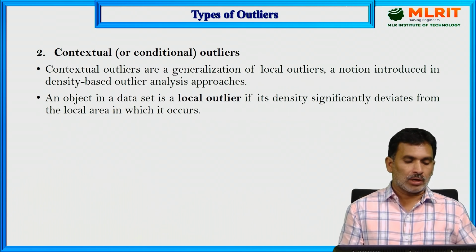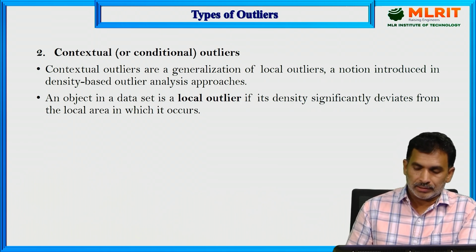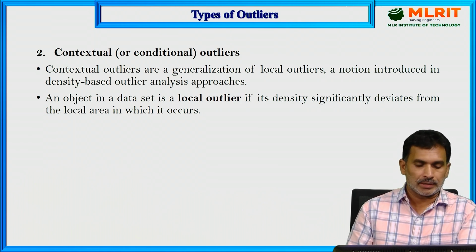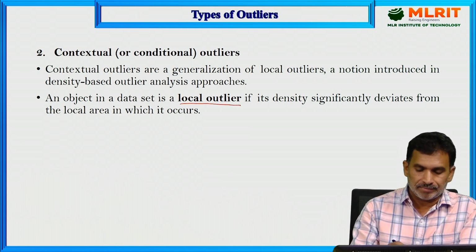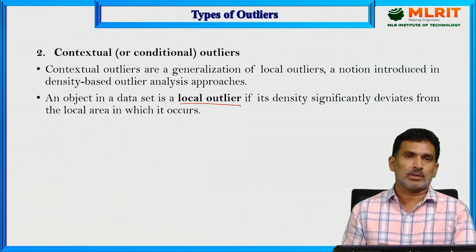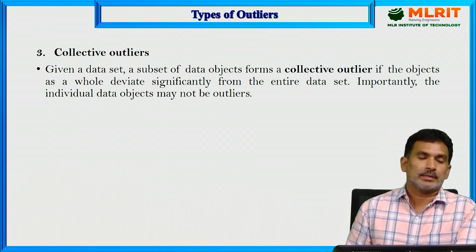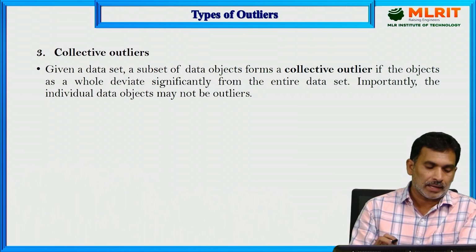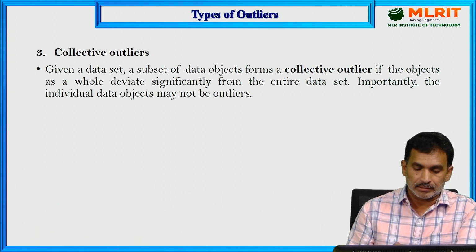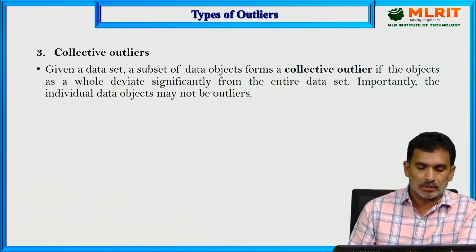Contextual outliers are a generalization of local outliers, a notion introduced in density-based outlier analysis approaches. An object in a data set is a local outlier if its density significantly deviates from the local area in which it occurs. Next, the third category of outliers: given a data set, a subset of data objects forms a collective outlier if the objects as a whole deviate significantly from the entire data set. Importantly, the individual data objects may not be outliers.